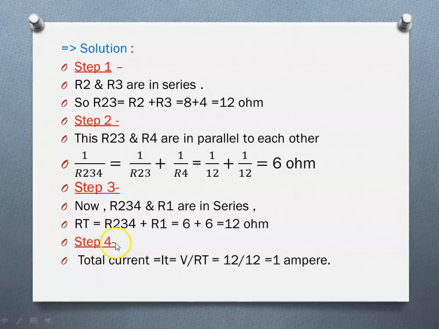So the last step is to calculate the total current with the help of this formula, V upon RT. Voltage is given as 12 volt and RT is also 12 ohm. So 12 upon 12 is equal to 1 ampere. This is the required answer, the current flowing through the given circuit.